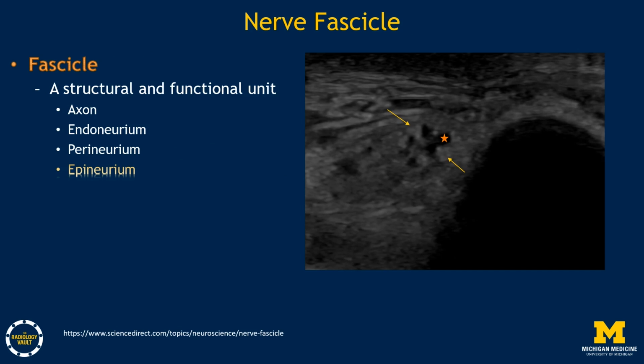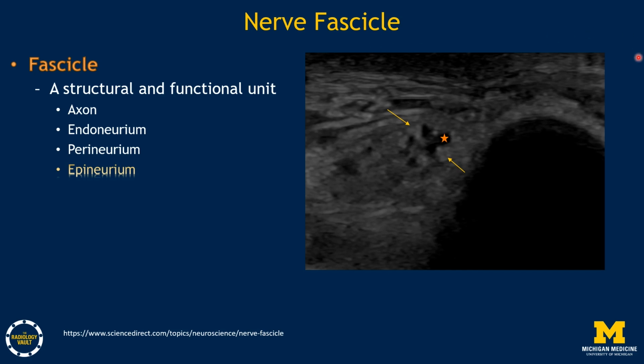The structural and functional unit of the peripheral nerve is the fascicle. Axons are enveloped by the thin supporting layer, the endoneurium. A group of axons and their endoneurium form a fascicle. A fascicle is surrounded by a thick cellular layer, the perineurium, which provides axonal protection, and nerve fascicles are further enveloped by and protected by fibroadipose tissue, the epineurium.